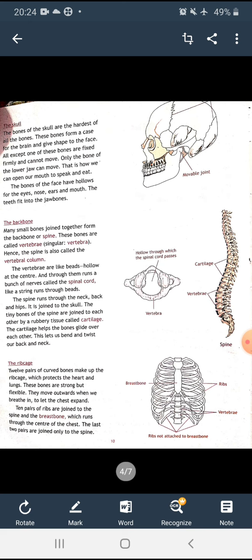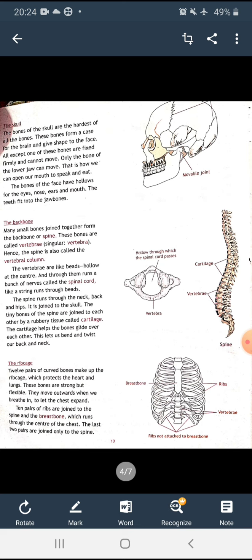The spine runs through the neck, back and hips. It is joined to the skull. The tiny bones of the spine are joined to each other. How? By a rubbery tissue called cartilage. And cartilage helps the bones glide over each other. This lets us bend. We can bend and we can twist our back and neck. So this is the backbone.